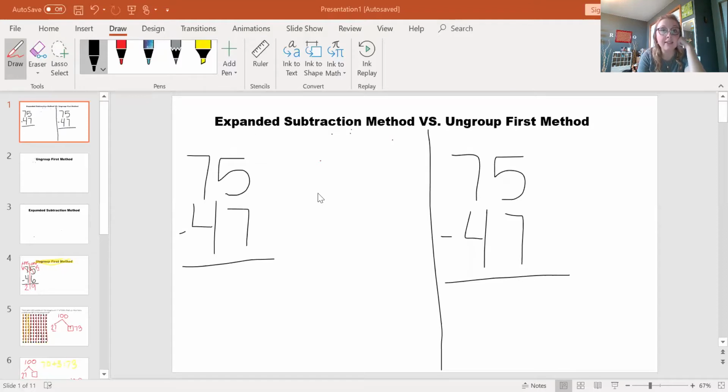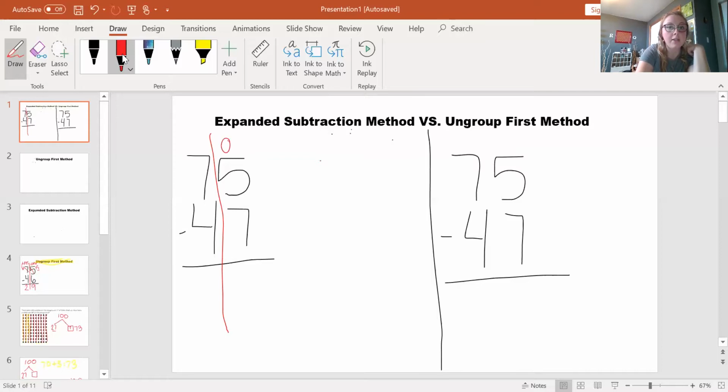Once we get this, then we go to the ungroup first method because this makes sense. So now this ungroup first method will make sense. And maybe some of you just know this, you understand it, and that is awesome. But if you don't know this yet, we're going to get there. So I'm going to do the expanded method here first, and then go over here and do the ungroup first method and see if we get the same answer, because we have 75 minus 47 here, and over here 75 minus 47.